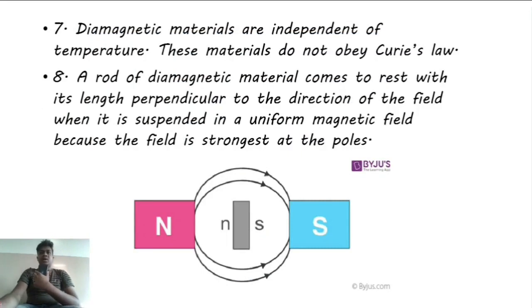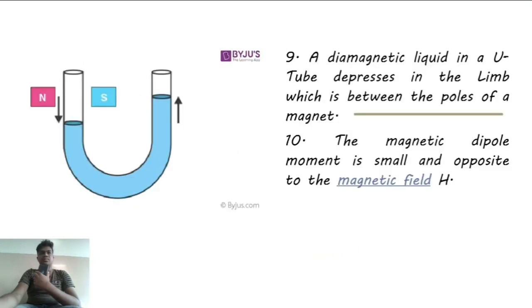Diamagnetic materials are independent of temperature. These materials do not obey Curie's law. A rod of diamagnetic material comes to rest with its length perpendicular to the direction of the field when it is suspended in the uniform magnetic field, because the field is strongest at the poles.